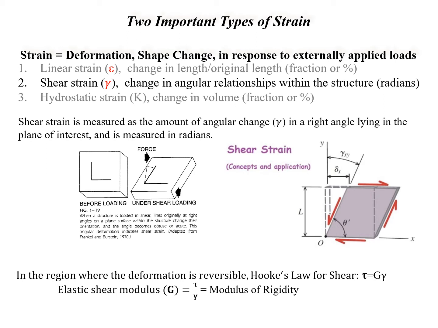Just as in linear strain, in the region where the strain is reversible, you add shear stress, and when that stress is released, the material goes right back to its original orientation. In that linear range, you can simply multiply by a constant in order to get the relationship between the stress and the strain. This constant is known as the elastic shear modulus, represented by a capital G. It's sometimes called the modulus of rigidity. So the elastic shear modulus, or the modulus of rigidity, is the constant that you multiply in order to relate shear stress to shear strain.